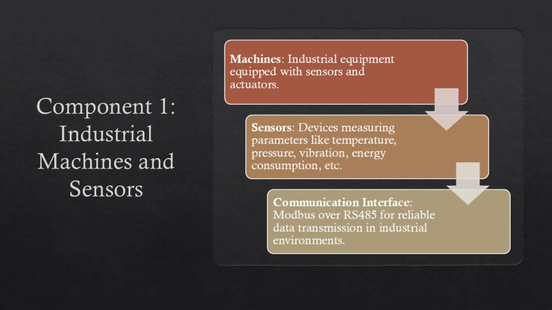First, we have the industrial machines equipped with various sensors and actuators. These sensors measure critical parameters like temperature, pressure, vibration, and energy consumption. We use the Modbus protocol over RS485 for reliable and robust communication in industrial environments, ensuring accurate data transmission from these machines to our edge devices.